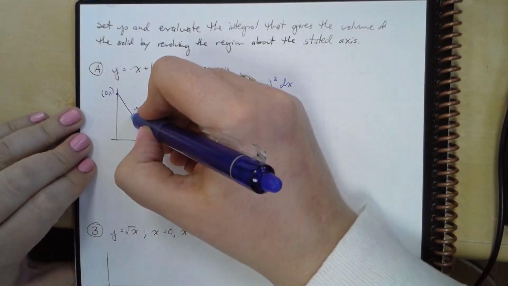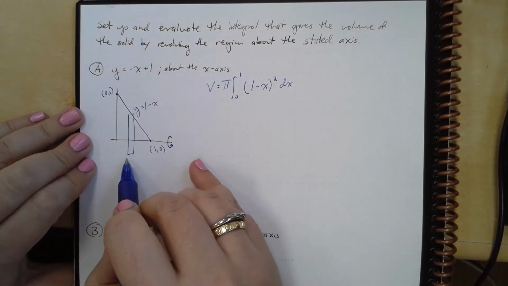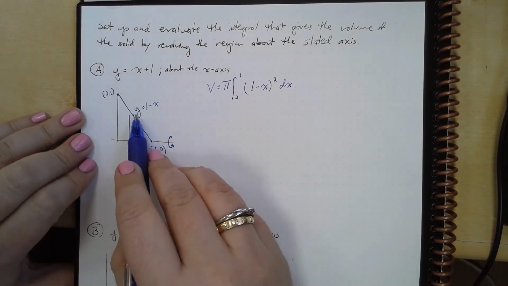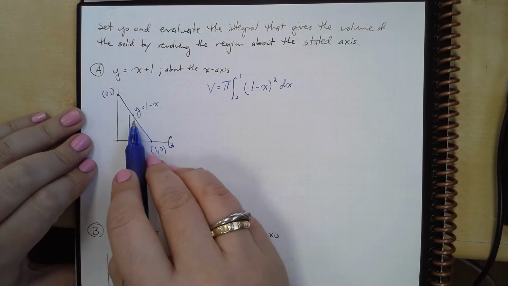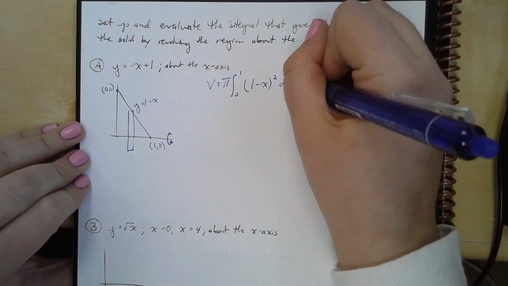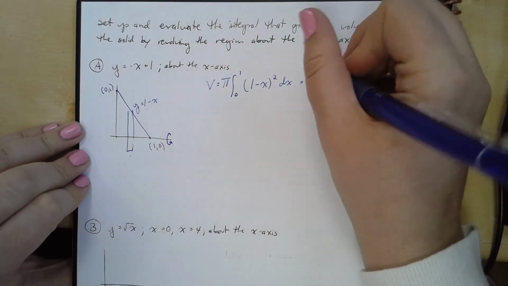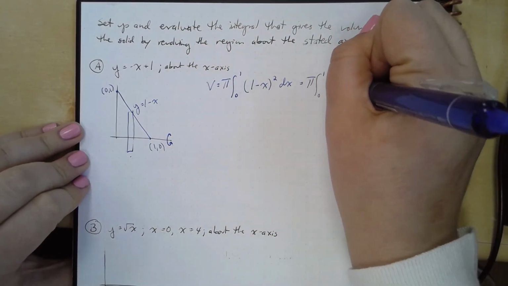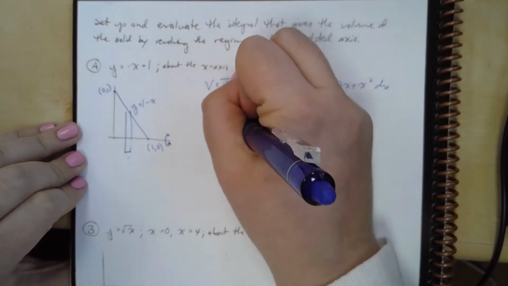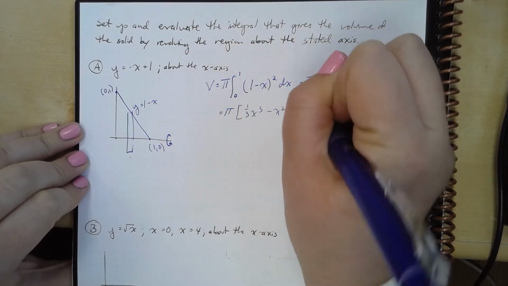Because you can imagine this here, this is your disk. If we're integrating from 0 to 1, we're going with dx here, and the radius is that 1 minus x, because that's the equation of our line there. So this is going to expand to be pi times the integral from 0 to 1 of 1 minus 2x plus x squared dx. So we get pi times 1/3 x cubed minus x squared plus x, evaluated from 0 to 1.